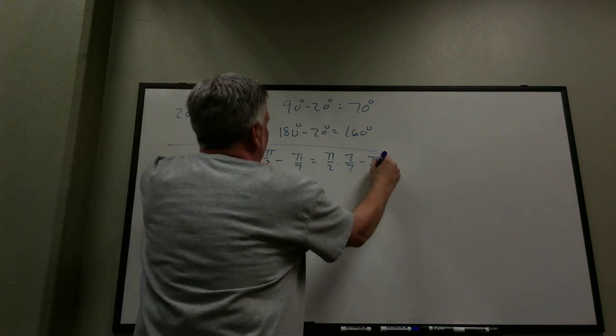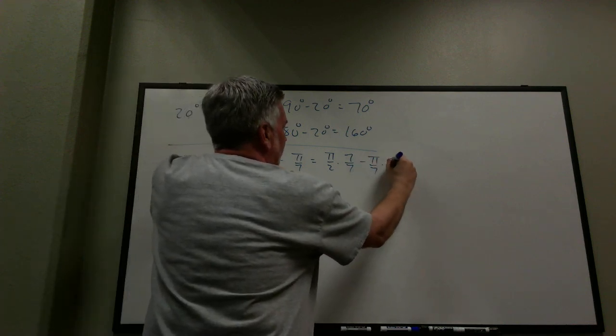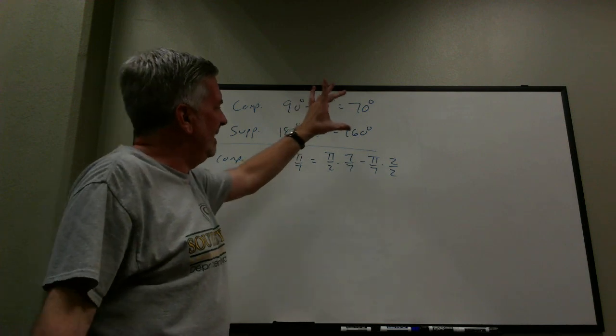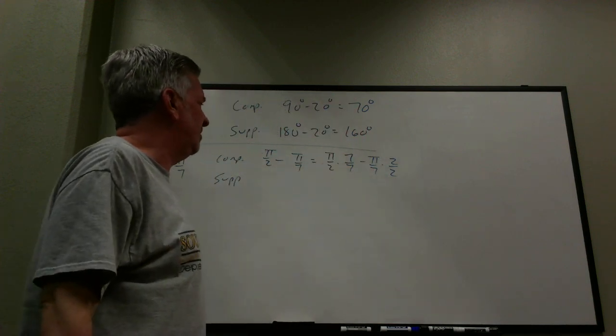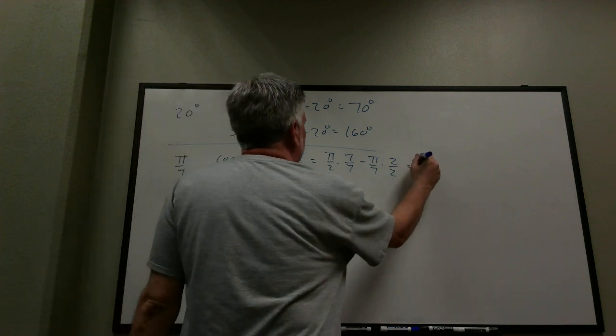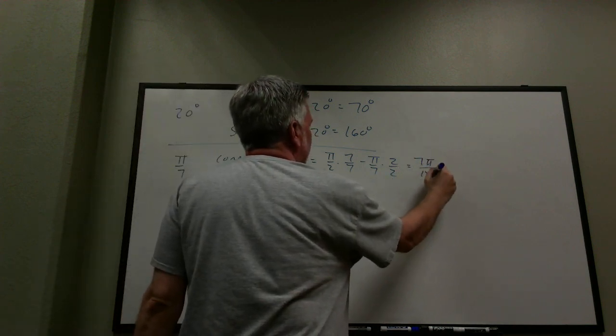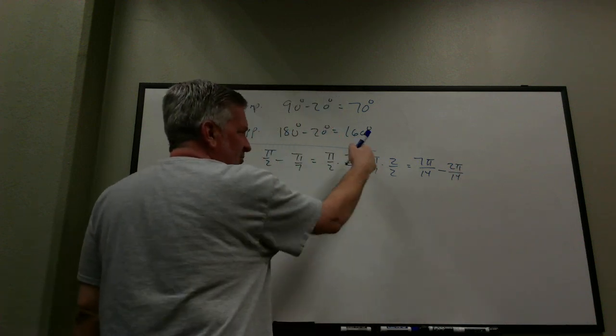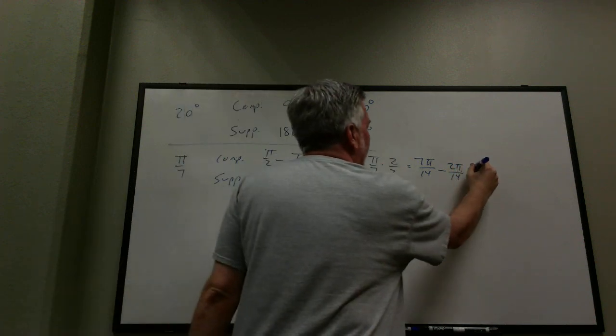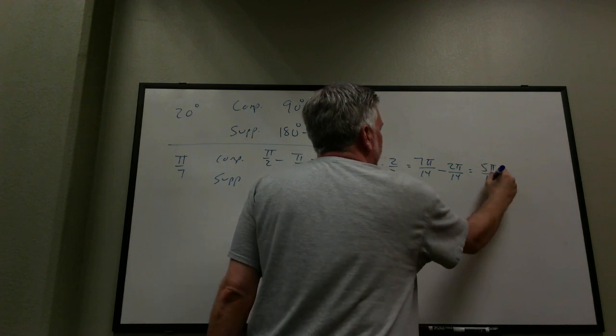And the second fraction, to get to 14 in the denominator, I need to multiply by 2 over 2. Again, I'm multiplying by 1, so I'm not changing the value, I'm just changing the appearance. So notice this is 7 pi over 14 minus 2 pi over 14. Subtracting the numerators, you get 5 pi over 14.